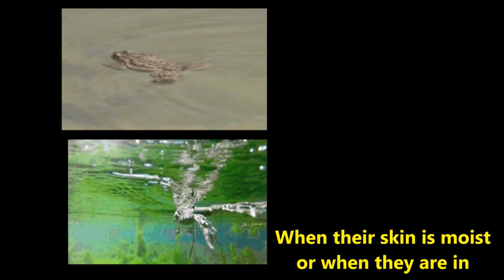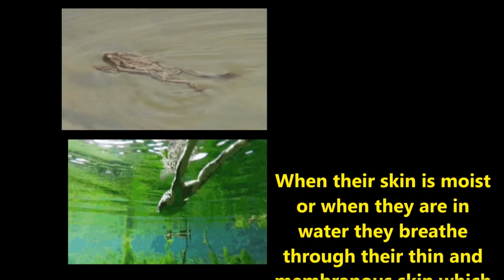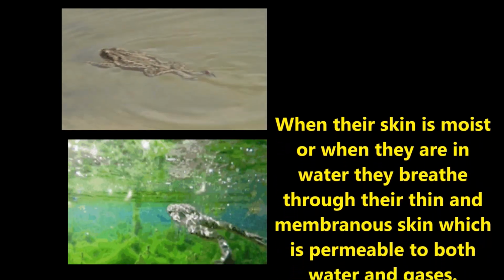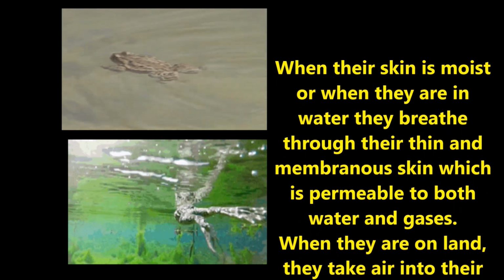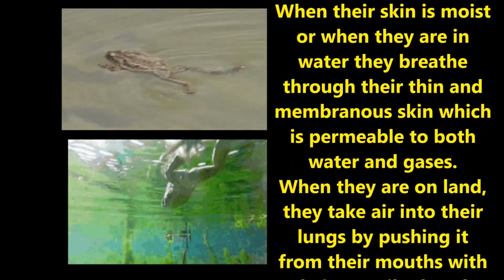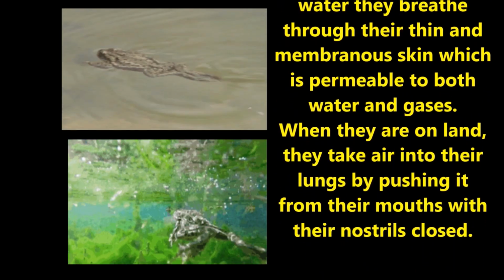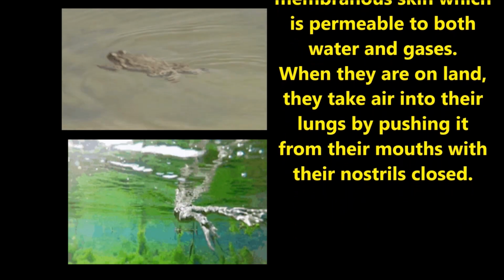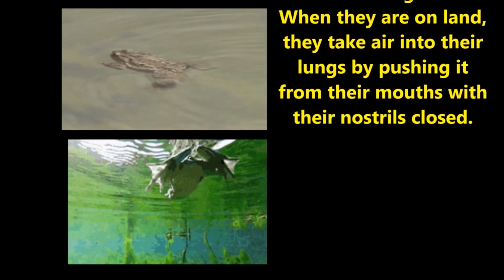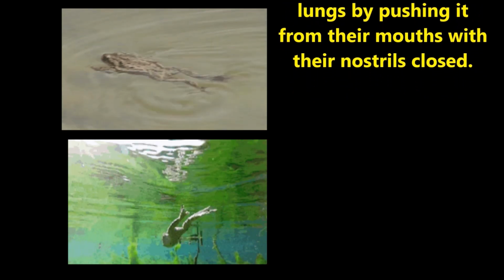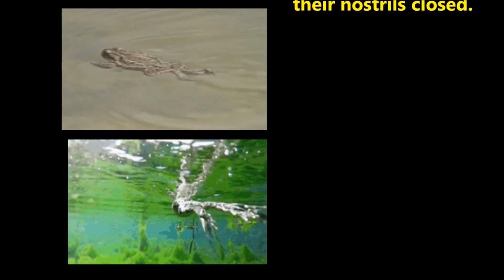When their skin is moist or when they are in water, they breathe through their thin membranous skin, which is permeable to both water and gases. When they are on land, they take air into their lungs by pushing it from their mouth with the closed nostrils.